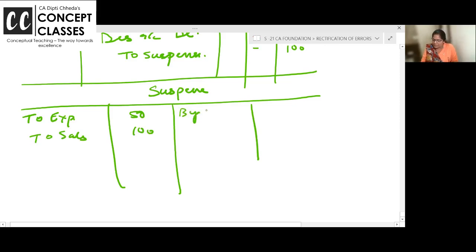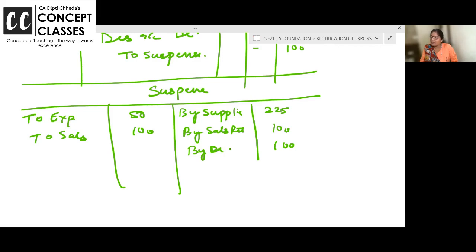Suspense account credit. Supplier debit. Suspense account credit. There is nothing in payables and purchases. And last, suspense account credit. Clear to all of you?